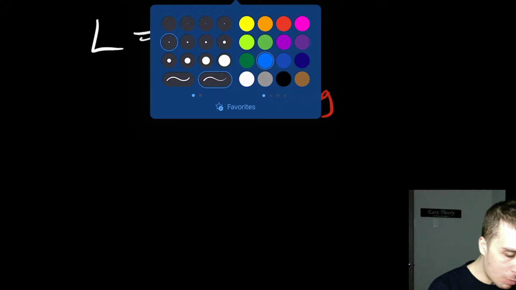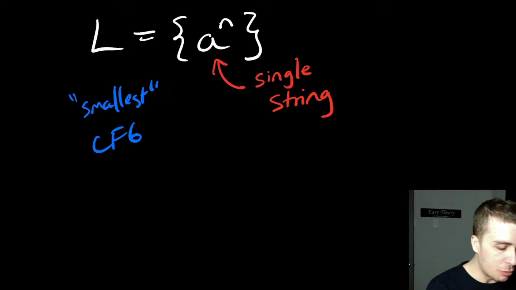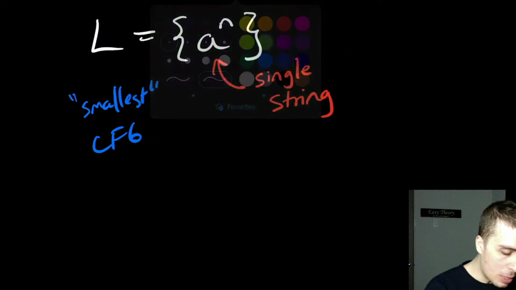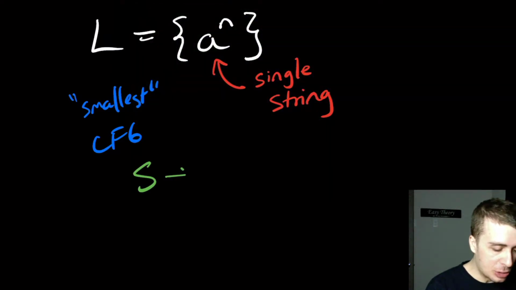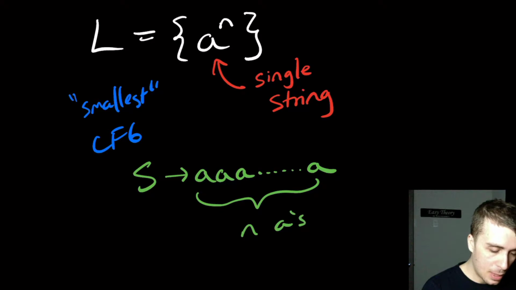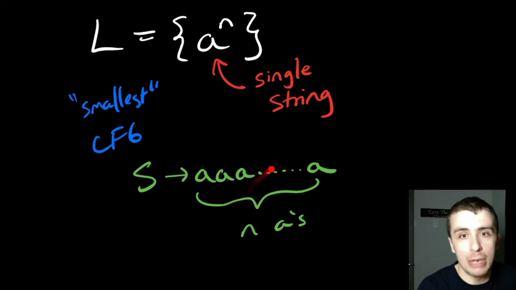So what I want to do is to find a smallest context-free grammar for this language. Obviously what you can do is have the start variable make the string a, and then a final a. So then here we have n a's, and this will do the job because this is a single string. We could just hard code it right into the grammar.